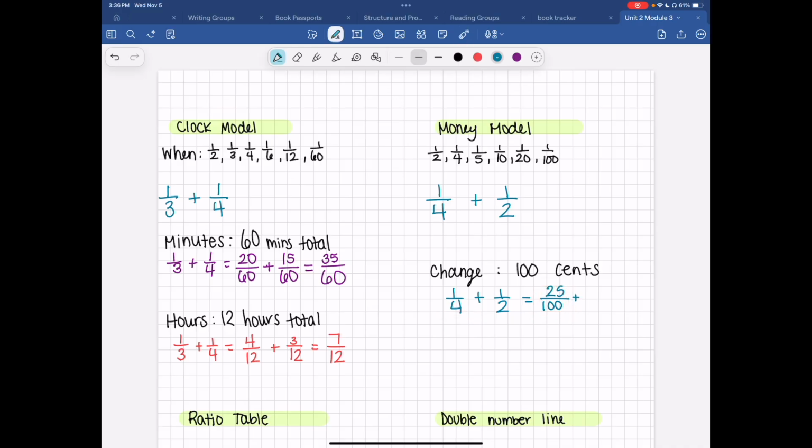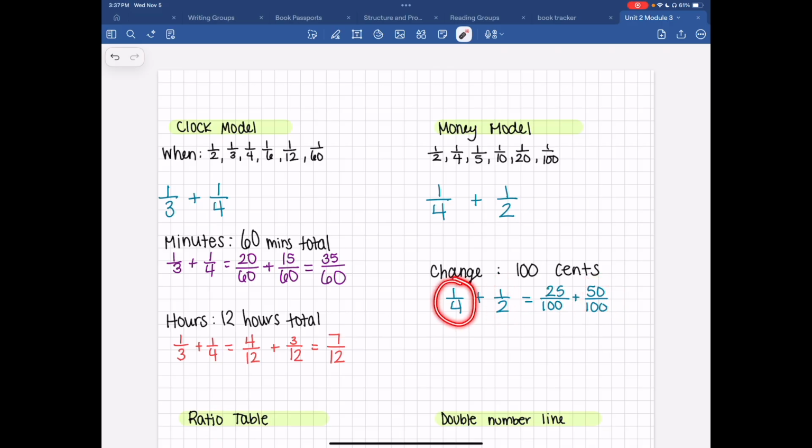Then we have to think about, okay, what's half of a dollar in change? I know that half of a dollar is 50 cents out of a total 100. So again, my equivalent fraction: 1/4 and 25 hundredths is equivalent, and 1/2 is equivalent to 50 hundredths.